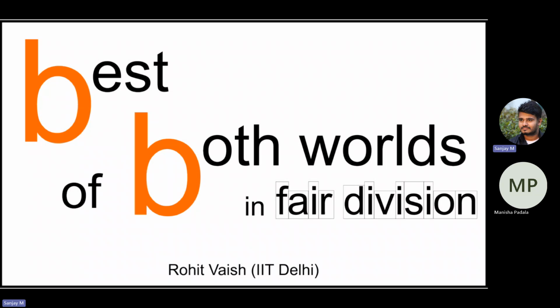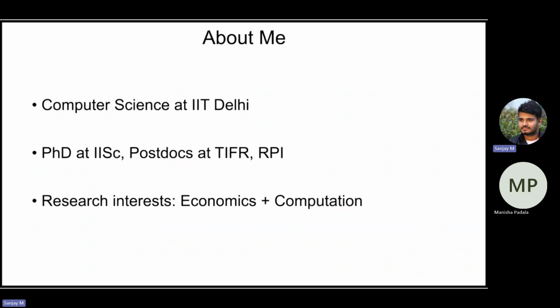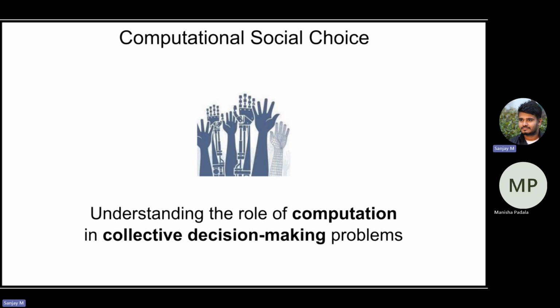Before I get into the talk, I just want to do a very quick introduction about myself, because I'm not sure if I've met everyone in the crowd before. So, like Manisha said, I work at the computer science department at IIT Delhi. After finishing my PhD from here, I did a couple of postdocs. I spent some time in the US at RPI and then a little bit of time at TIFR. And my research interests are broadly in the area of economics and computation, problems at the interface of computer science and economics. And specifically, I work in the area of computational social choice.